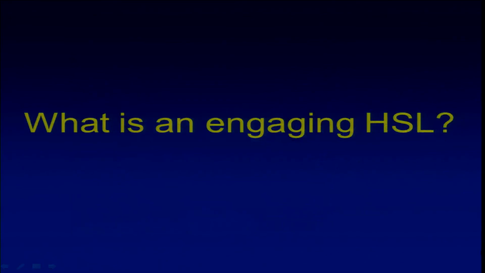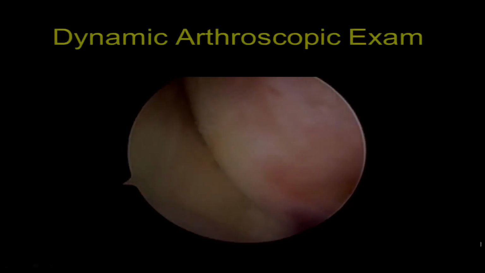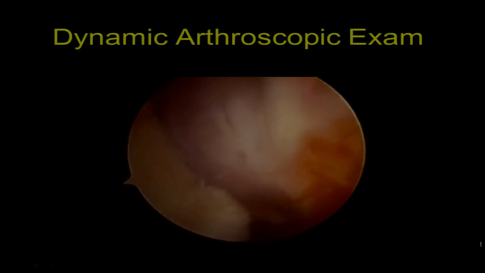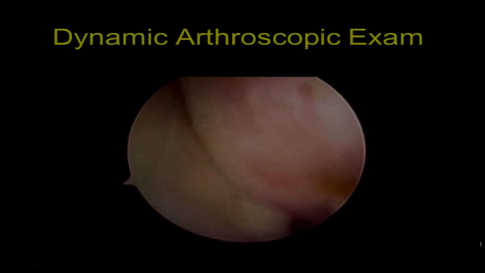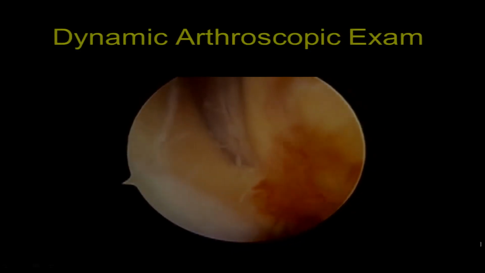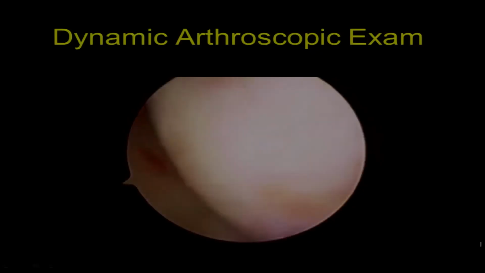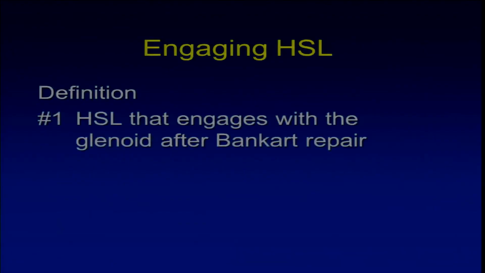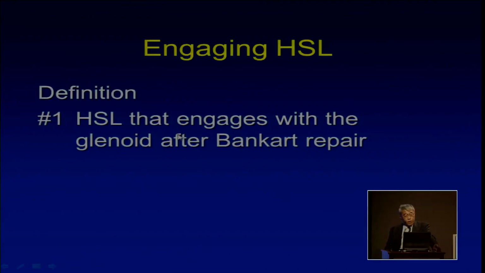So what is an engaging Hill-Sachs lesion? During arthroscopic examination, you perform this abduction external rotation, and this Hill-Sachs lesion engages with the glenoid rim. So you say, oh, this is an engaging Hill-Sachs lesion. We need to do the remplissage. But that is not correct. By definition, the engaging Hill-Sachs lesion is this: the Hill-Sachs lesion that engages with the glenoid after Bankart repair. Because before Bankart repair, all the Hill-Sachs lesions engage with the glenoid. That's why the patient needs surgical stabilization.